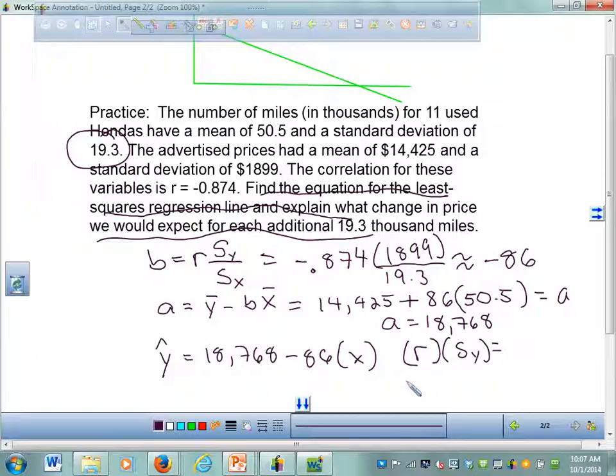So r is negative 0.874, and s sub y is 1899. And I get negative 1659, so about negative 1660. And that's dollars. Okay? And they say, explain what that means. What that means is for every 19.3 thousand miles I go over, the price goes down by $1,660. Okay?